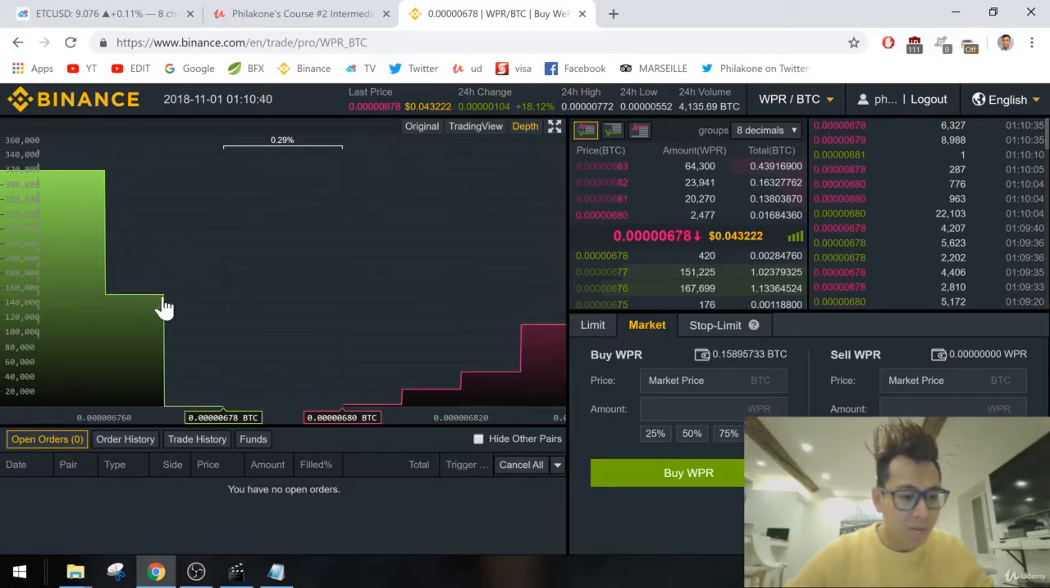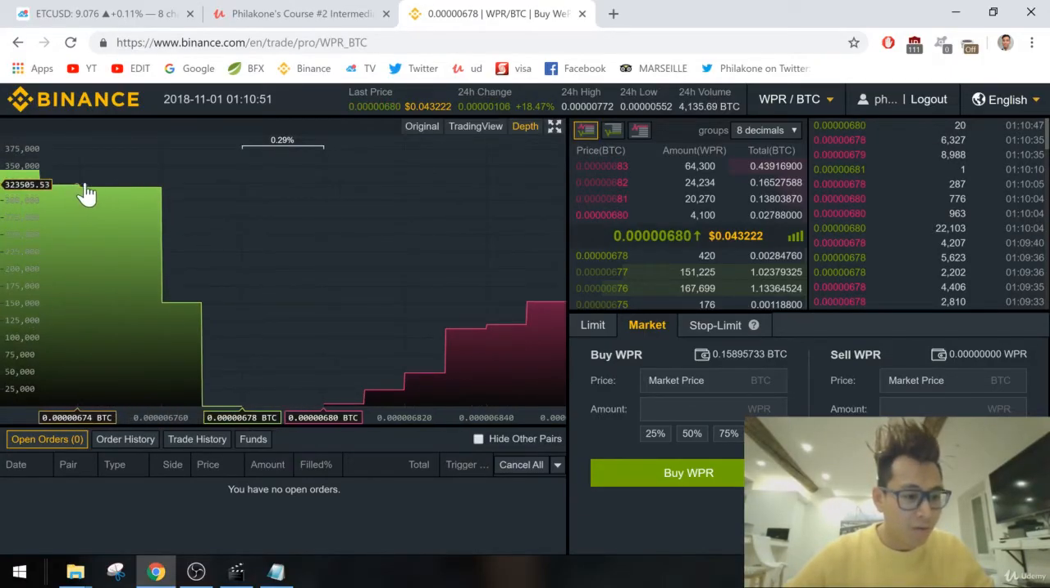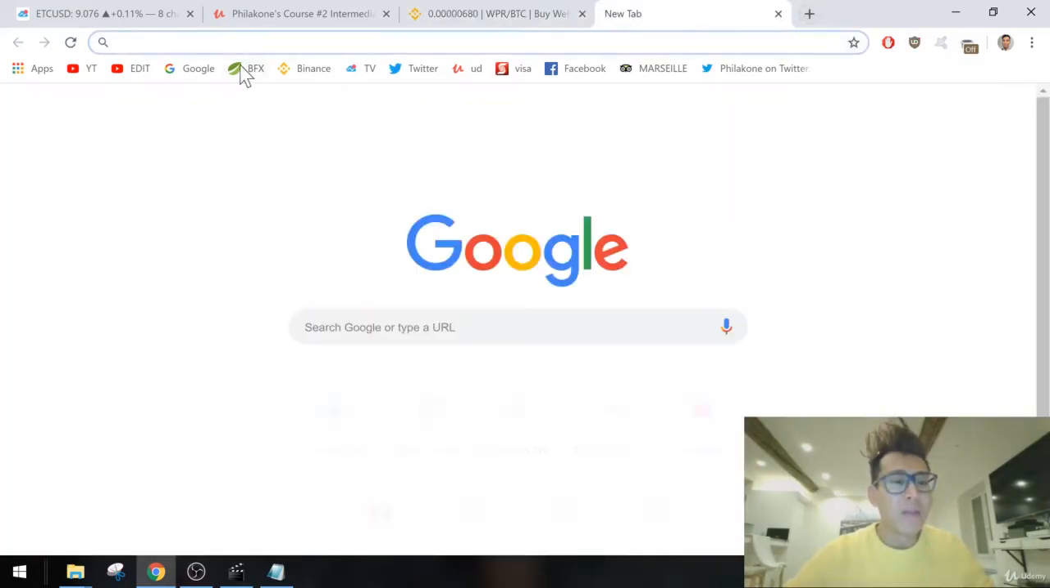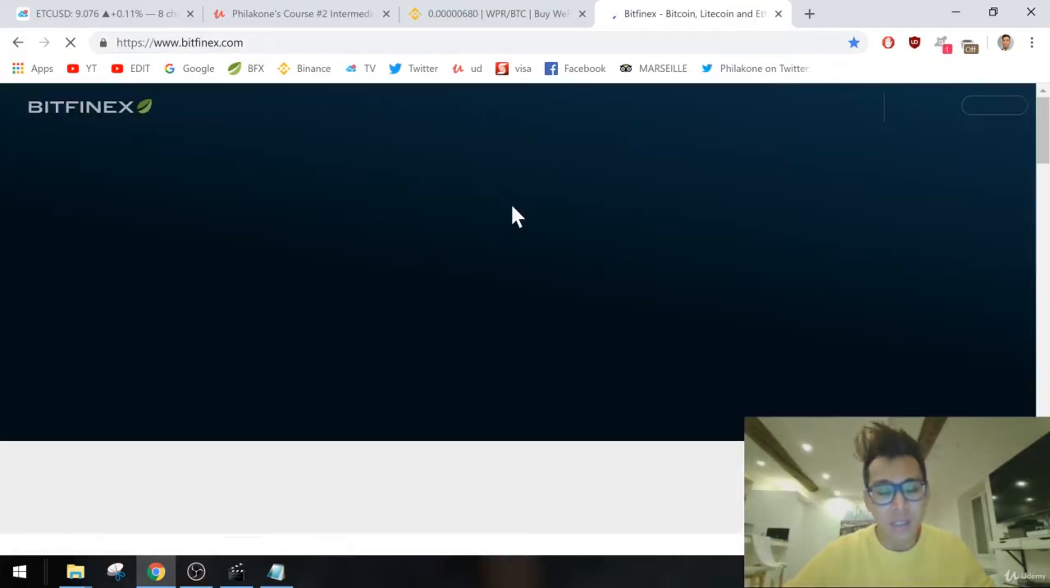We zoom in and out, and this gives us a laddering of how many people are buying. So for example, right here, at 677 Bitcoin, we see that there's 140,000 people buying to the right of that level, right? But if we go a little bit over here, for example, this is at 674, we see that there's 325,000 people buying. And then on Bitfinex, it's pretty much the exact same thing as well.